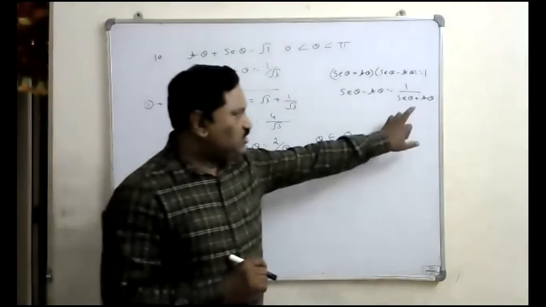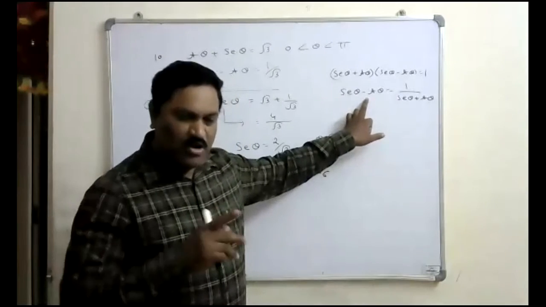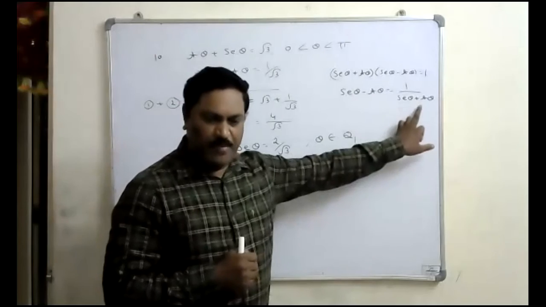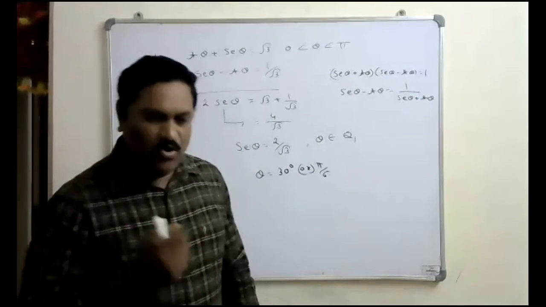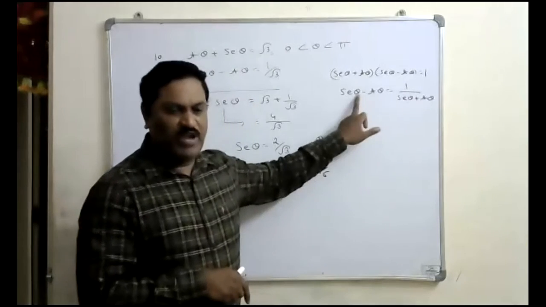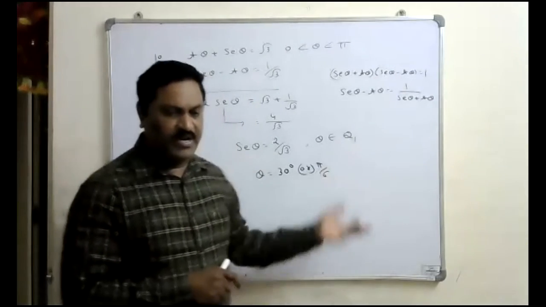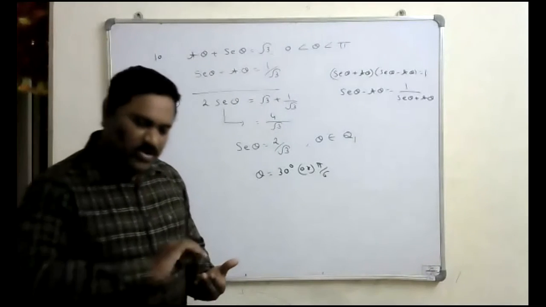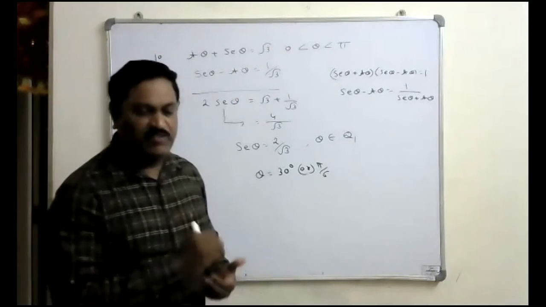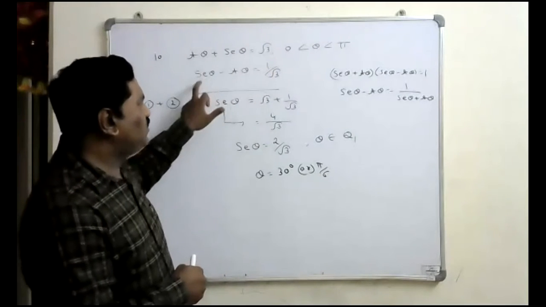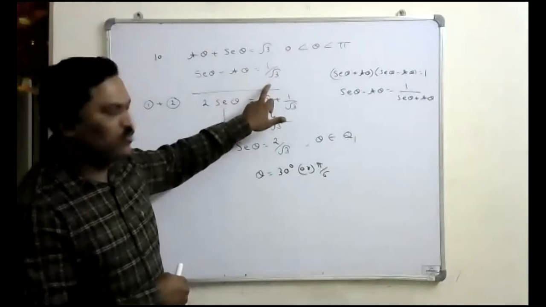These two terms are reciprocal to each other. Secant theta minus tan theta and secant theta plus tan theta are reciprocal to each other. They have given this value as root 3, then the other value automatically becomes 1 by root 3. So out of these, if any one value is given, we consider the other value automatically as its reciprocal. They have given this as root 3, so secant theta minus tan theta becomes 1 by root 3.